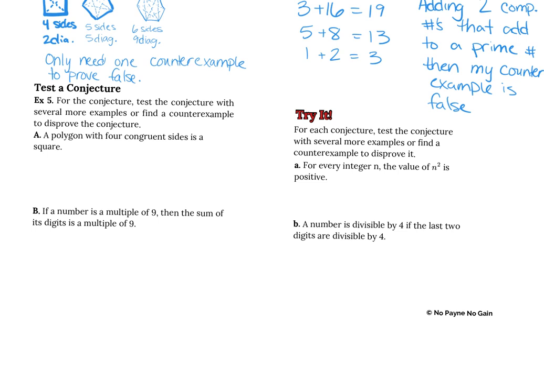Okay, so they're telling us that a polygon with 4 congruent sides, so if it has 4 congruent sides, they're assuming that we are going to draw our polygon this way, which would prove that conjecture true. But if I can draw this a different way, where it is not a square, then it would be false. So if I slanted this and created my angles that are not 90-degree angles, but all of my sides were still congruent, then I would be proving it false.